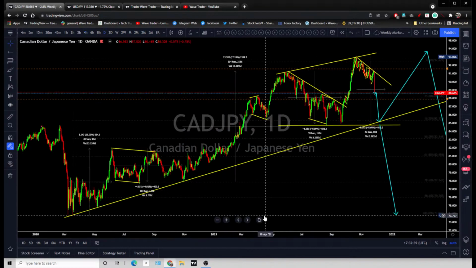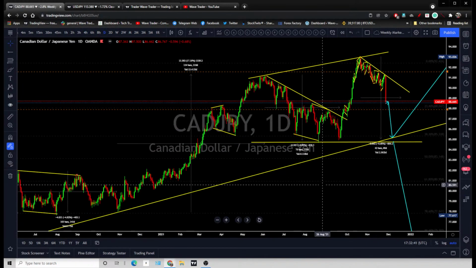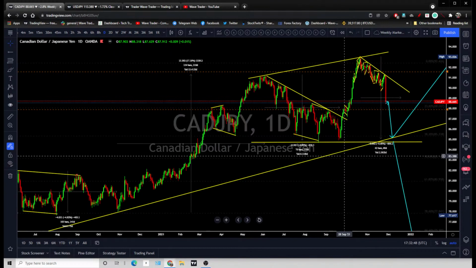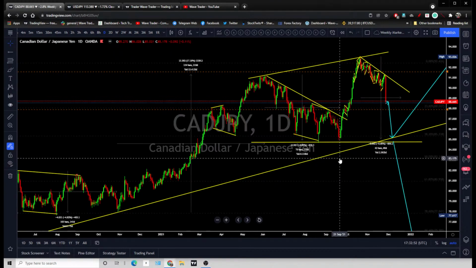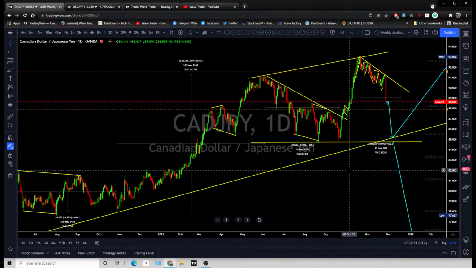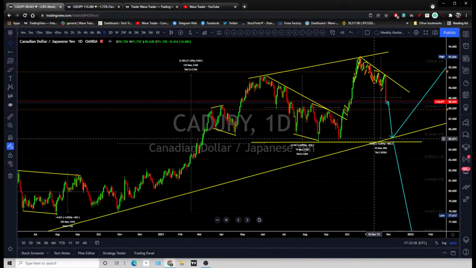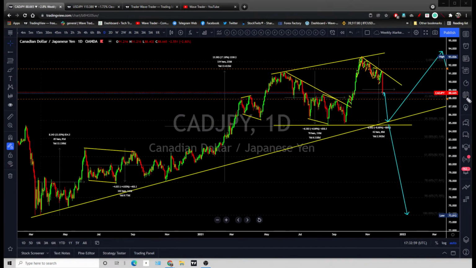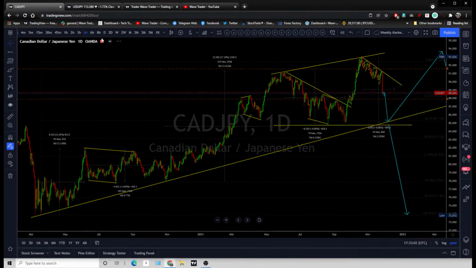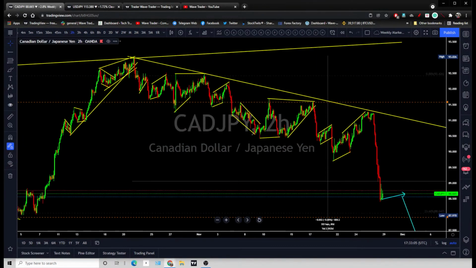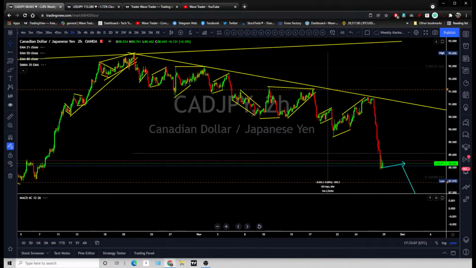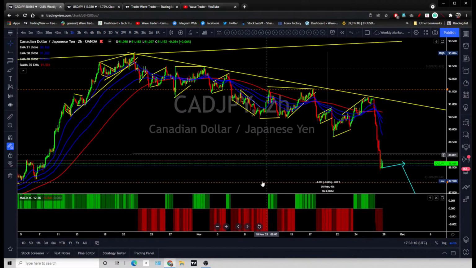CAD yen, yeah, we got more potential on the CAD yen compared to the pound yen or the others. So there is potential, guys. You should look for this trade. We explained in the previous weekly analysis video what to do on the CAD yen.